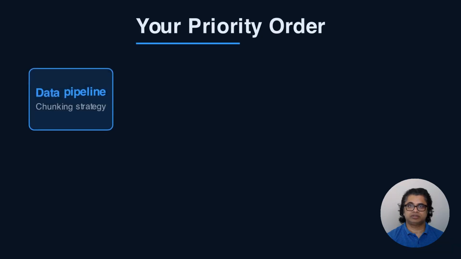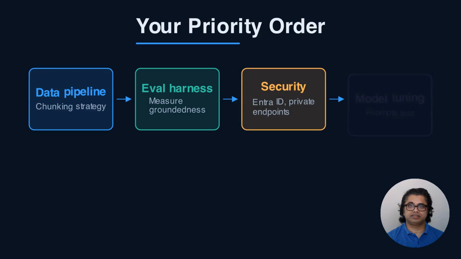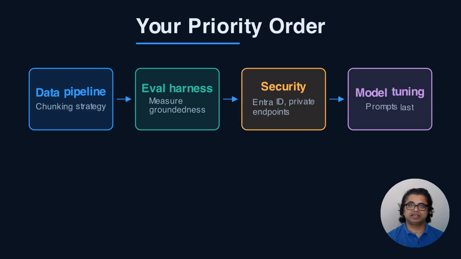So what do you build first? Resist starting with model selection or fancy prompts. Priority 1 is your data pipeline and chunking strategy, because retrieval quality caps everything downstream. Priority 2 is an evaluation harness, even a simple set of question and expected answer pairs, so you can measure groundedness instead of guessing. Priority 3 is security and identity, using Entra ID and private endpoints from day 1 rather than bolting them on later. Only then, priority 4, do you tune the model temperature and prompt template. Notice the model is fourth, not first. Teams that invert this order ship demos that collapse in production.